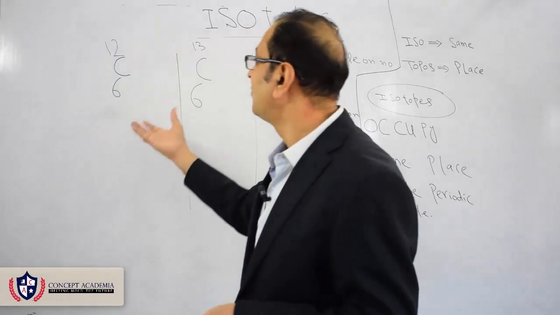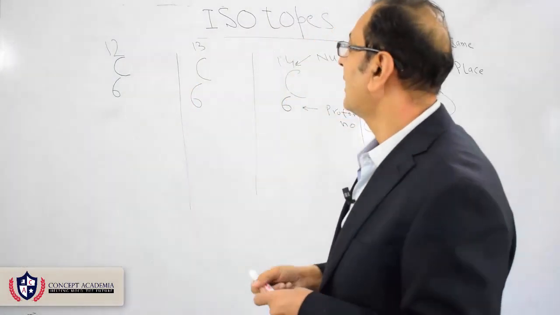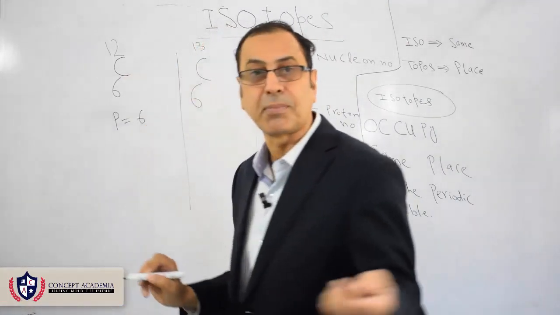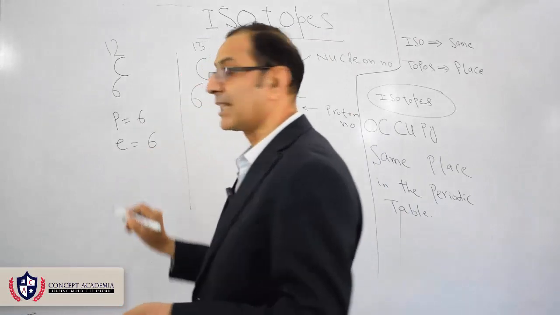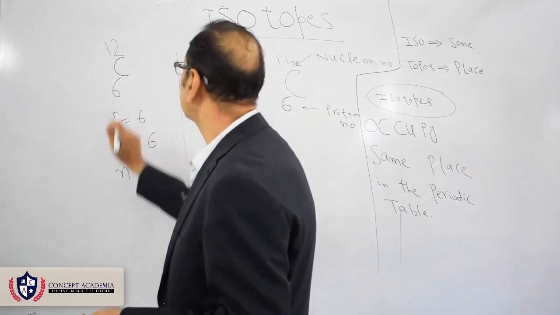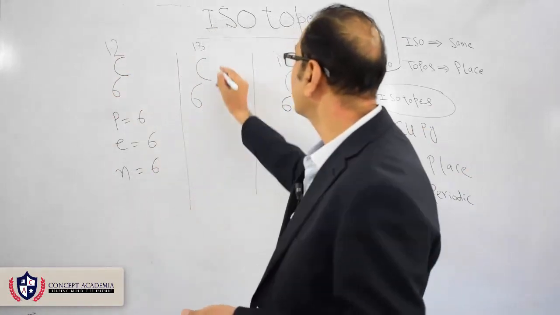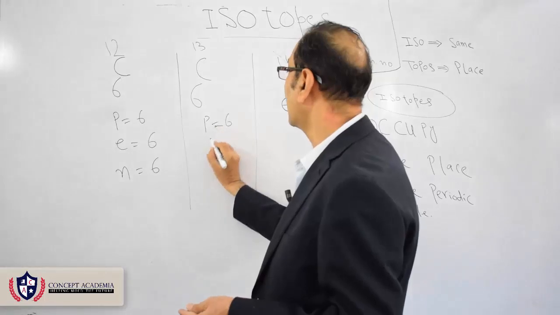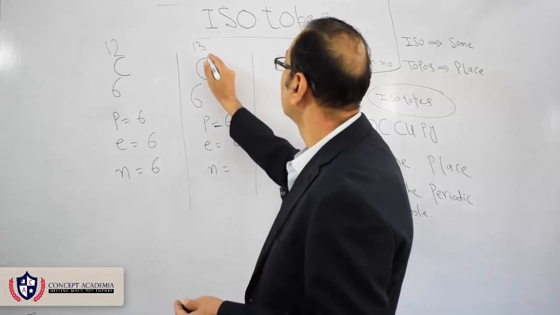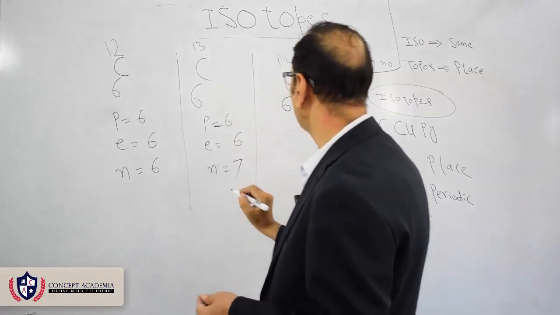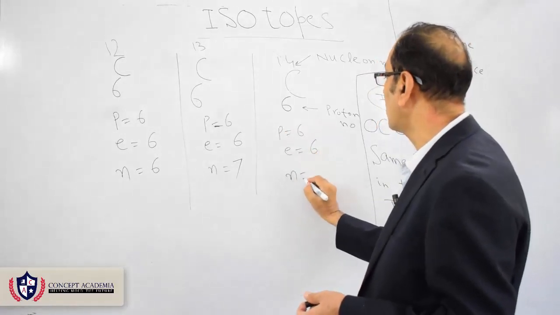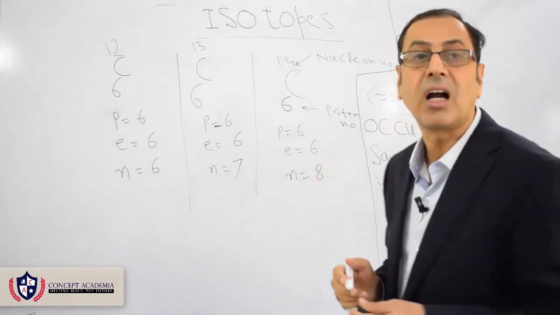And I like to explain it further. If it is carbon 6 and 12, then 6 means the protons are 6. If the protons are 6, electrons will be 6 because the protons and electrons are the same, and the neutrons are 12 minus 6, which is 6. In this case, protons are 6, electrons are 6, and neutrons are 13 minus 6, which is 7. And in this case, the protons are 6, electrons are 6, and neutrons are 14 minus 6, which is 8.